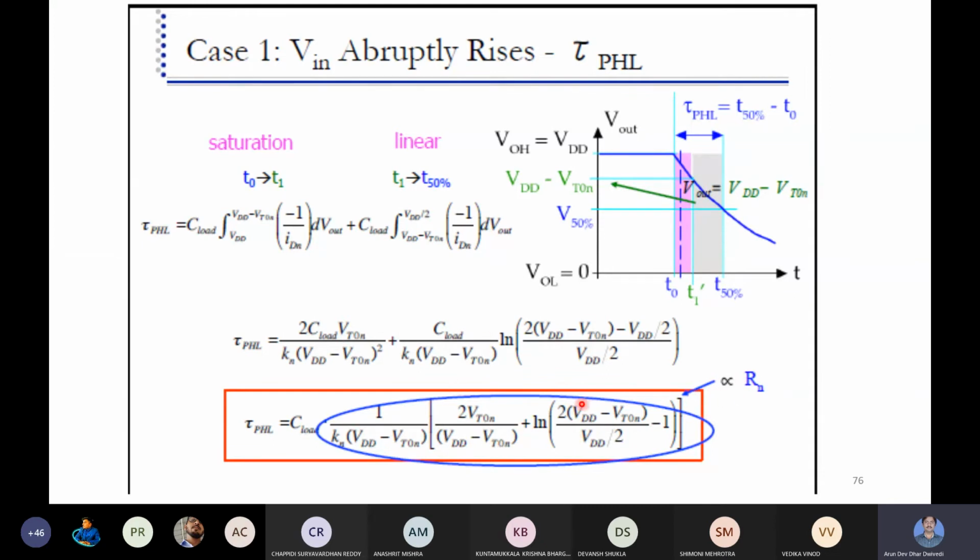And this term highlighted in the blue ellipse is basically related to the on resistance of the transistor, Rn. So this is proportional to Rn, the on resistance of the transistor. This C load and whatever other terms we are getting contribute to the on resistance of this transistor, since delay is generally the RC time product, the R and C product.